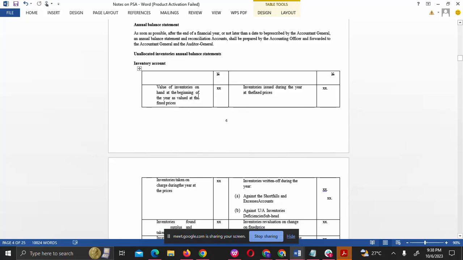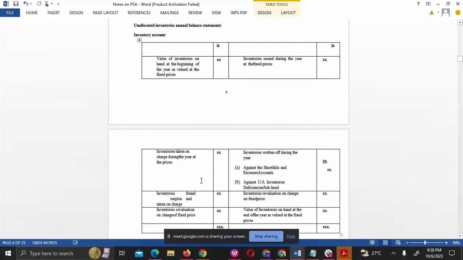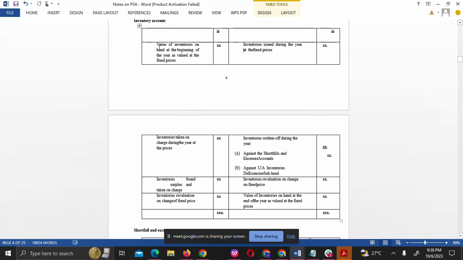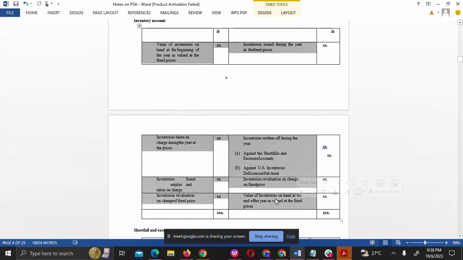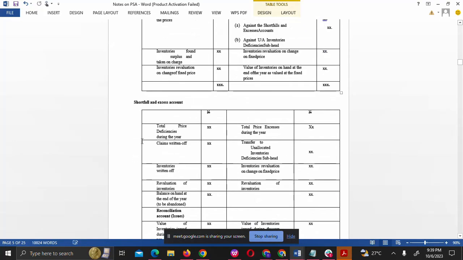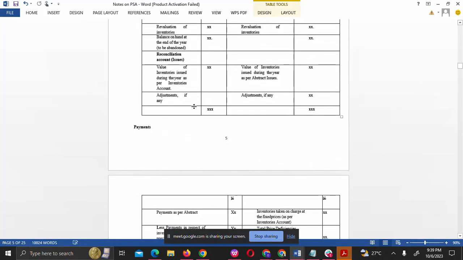You have value of inventories on hand at the beginning on the debit side. Then you have inventories taken on charge during the year at prices on the debit. On the credit, you have inventory issued during the year at the fixed price. Also, you have inventories written off against the shortfall and excesses account. Basically, this is the format. It is self-balancing, by which I mean that once you do all these items correctly, you should have the same balance irrespective of anything you have in the question. And also you have the shortfall and excess account.